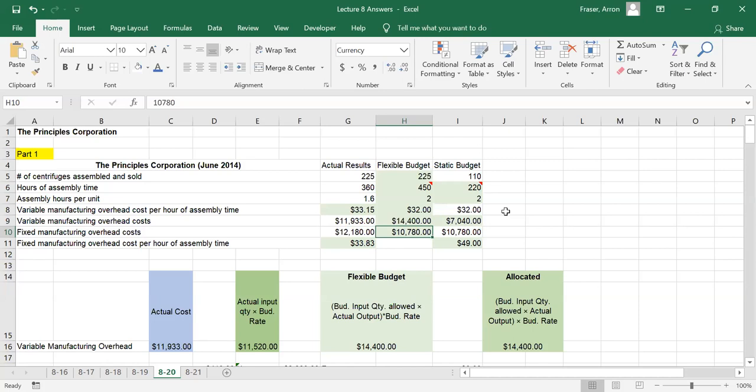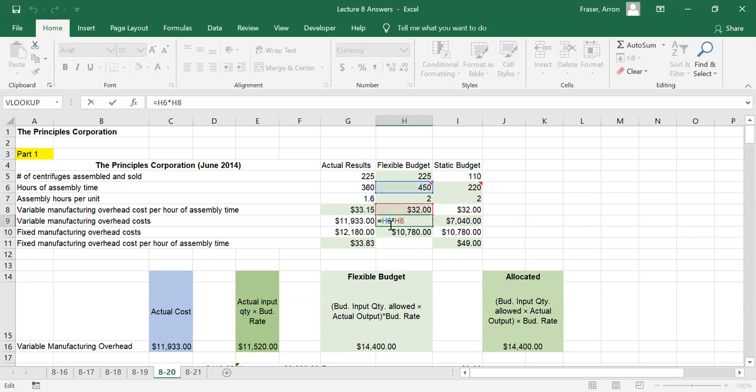For the variable manufacturing overhead in the flexible budget, what do you multiply the 225 by? 32. Okay. Right. Remember, in the flexible budget, all we're really changing is the output, and then we're using all those standard rates that we had in the budget to multiply by those lines. So if you had a standard rate for materials, it's the output times the standard rate that you had in your original budget, or a standard rate that you would expect per unit of output. Same thing for labor, same thing for variable overhead costs. Fixed cost normally remains the same. 225 by 32 doesn't give you 14,400.